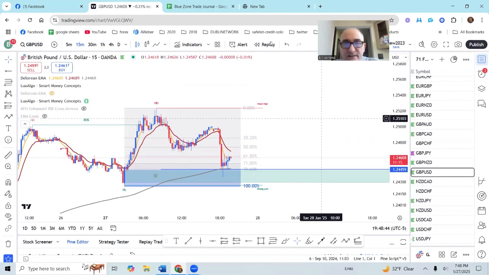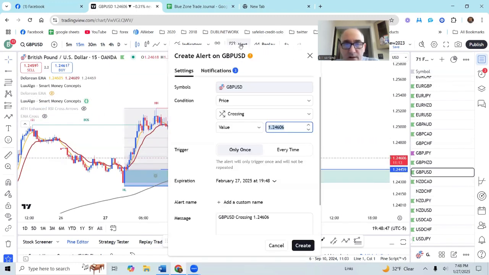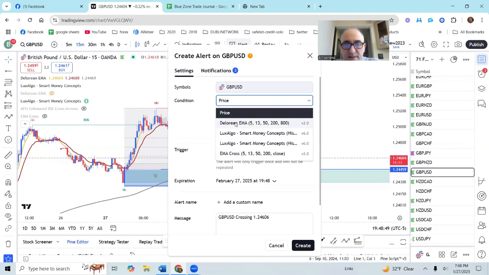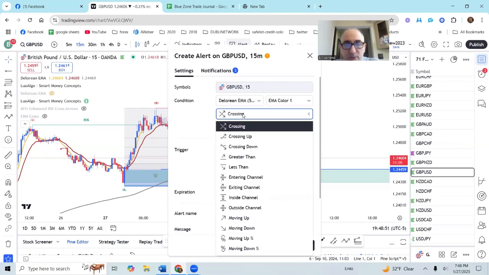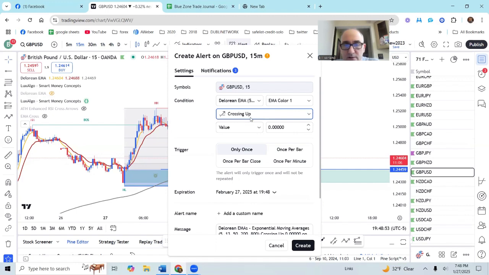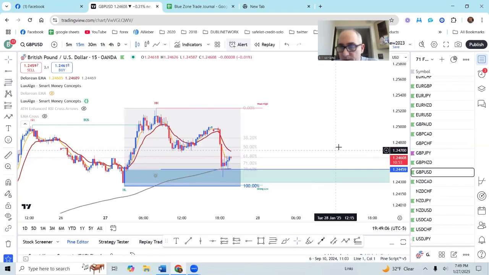And we can actually set an alert for that. We just go to alerts. We select the DeLorean EMA, and we want that to cross up. So we have EMA color 1, which is the yellow, or the 5, crossing up above EMA color 2, which is the red. And then it has to be once per bar close.